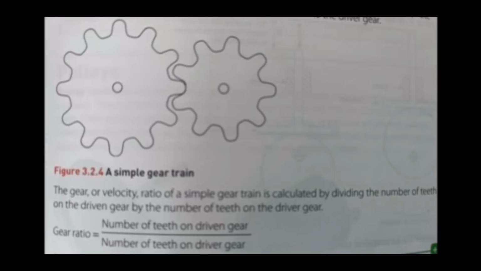And a key thing to know about this is gear ratio. So they might ask you to calculate gear ratio. And all you would have to do is count the number of teeth on the driven gear, so that's the gear that's being moved, and divide that by the number of teeth on the driver gear, so the gear that's moving it on the left-hand side.